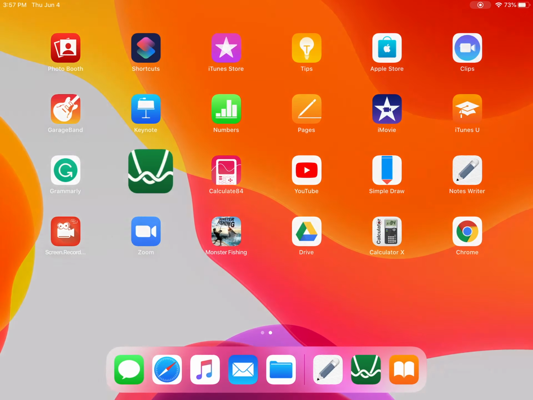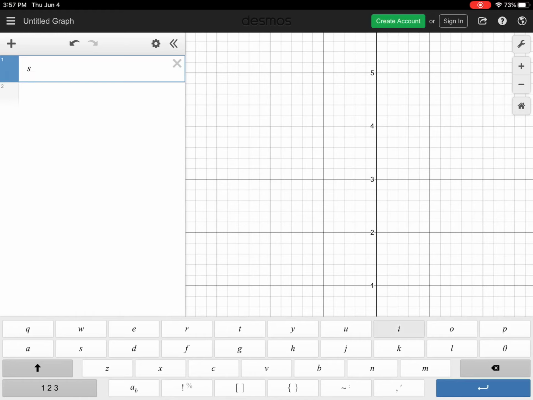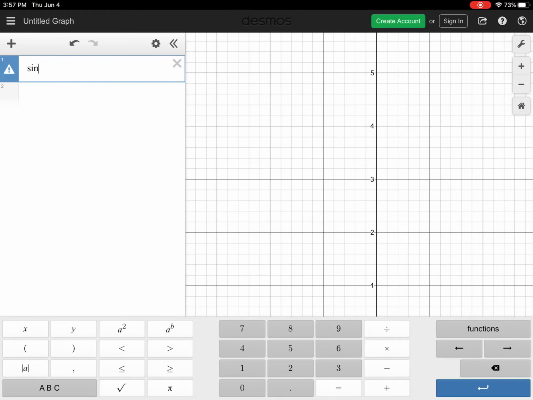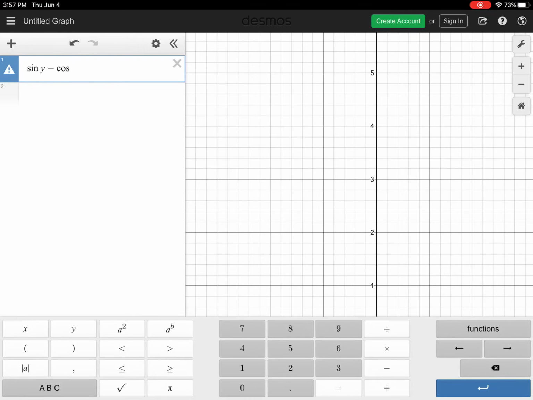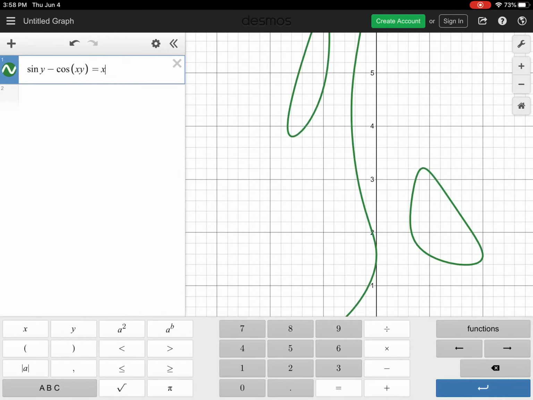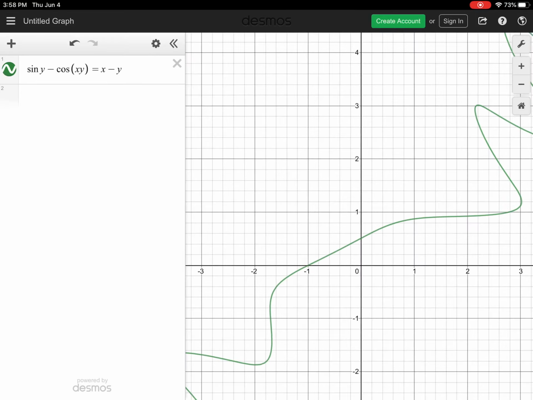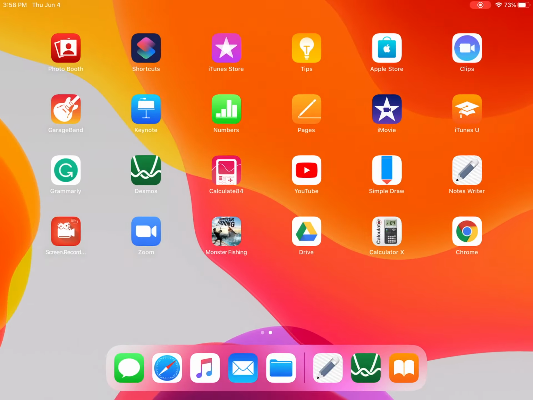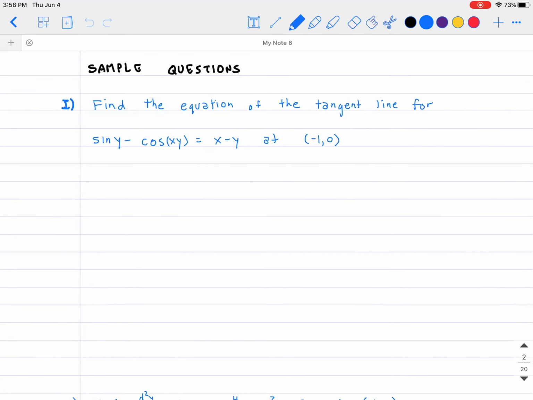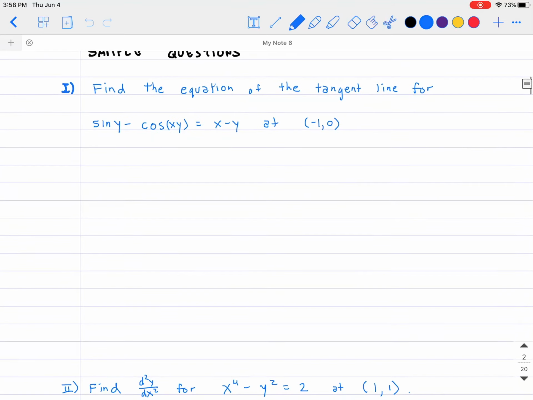Oh, sorry, I don't remember my equation. So sine of y minus the cosine of xy, and then that is going to be equal to, I believe it was, x minus y. Let's see if that is it. Yes, and you can see that this graph is definitely not a function. Trying to solve for what y is equal to strictly is going to be impossible in this case. So instead of having to solve for y, we just implement implicit differentiation.